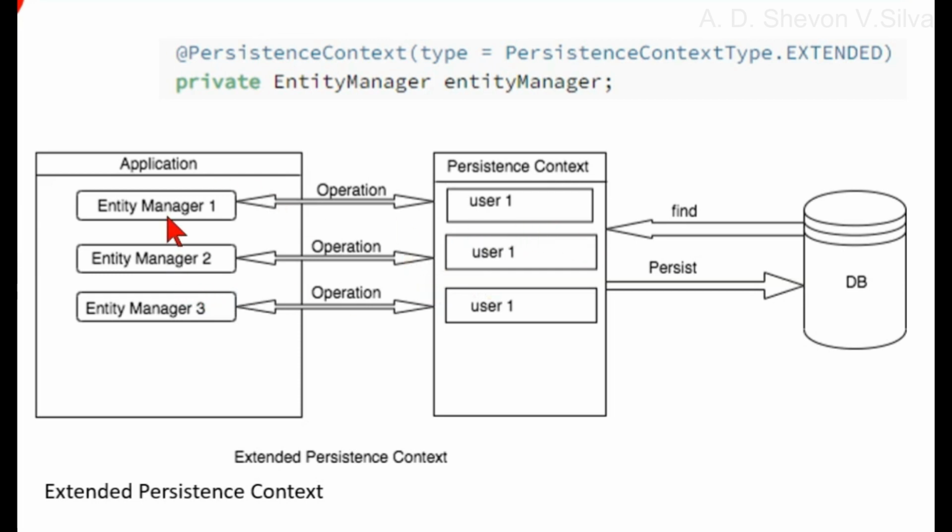Here you can see entity manager 1, entity manager 2, entity manager 3 are inside application. Entity manager 1 interacts with persistent context via operation. Entity manager 2 interacts with persistent context via operation. Entity manager 3 interacts with persistent context via operation. User 1 appears in the persistent context. Persistent context interacts with DB. Persistent context is connected to DB via persist. DB is connected to persistent context via find.